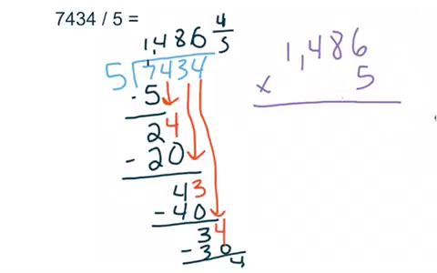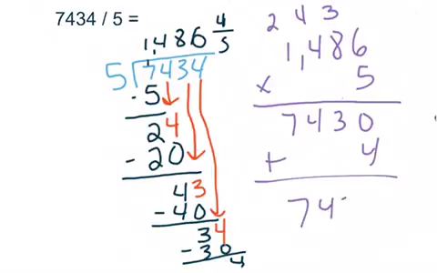So if I check that, 5 times 6 gives me 30. 5 times 8 is 40, plus 3 is 43. 5 times 4 is 20, plus 4 is 24. 5 times 1 is 5, plus 2 is 7. So I have 7,450. And I need to add back in my remainder, or what was left over. So if I add back in that 4, I'm left with 7,434, which is the same as my dividend, which tells me that I did it correct.